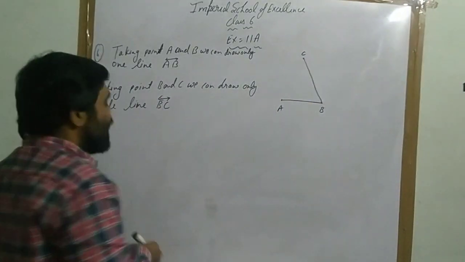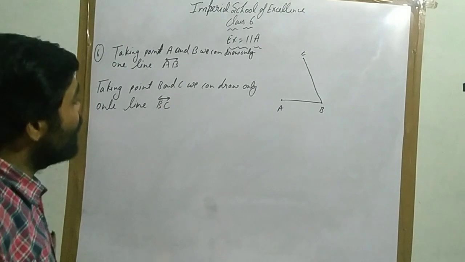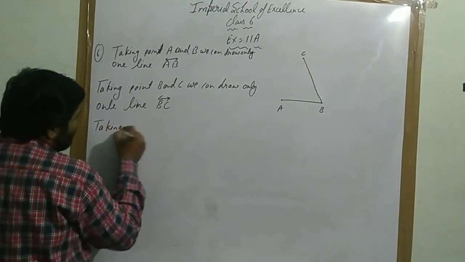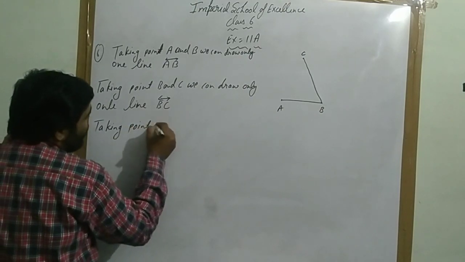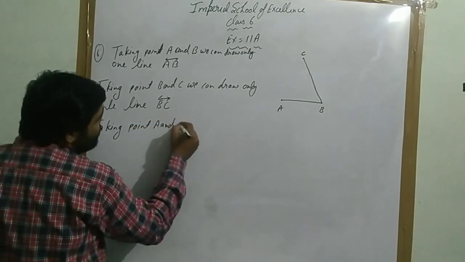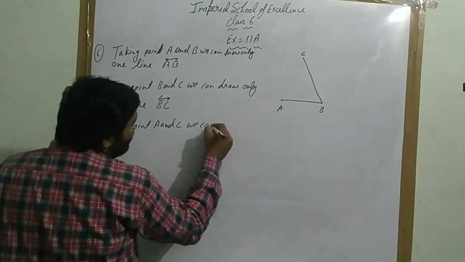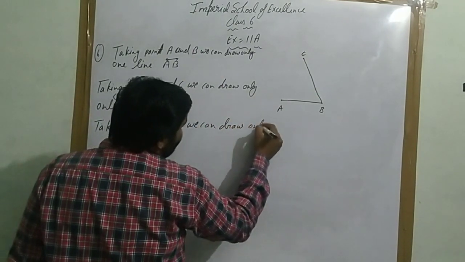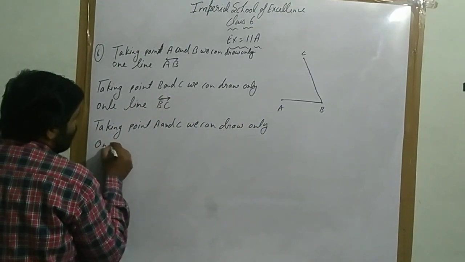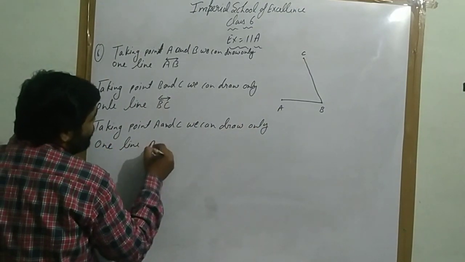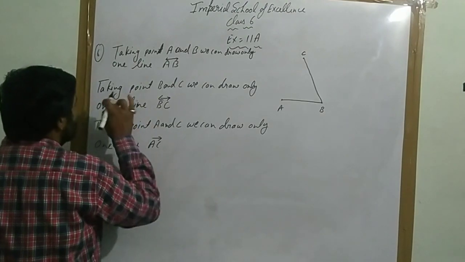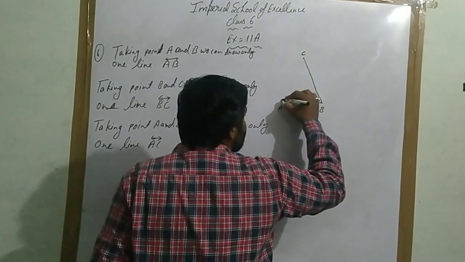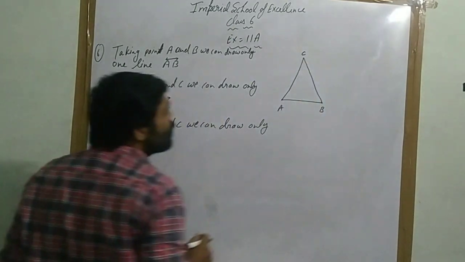This is your BC. After that, now you can take the last line, taking points A and C. We can draw only one line, that is AC. So this is your closed figure.